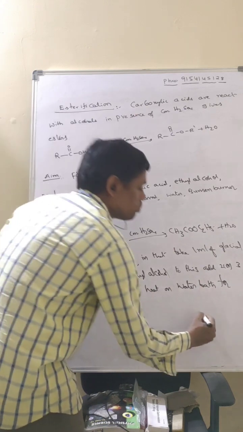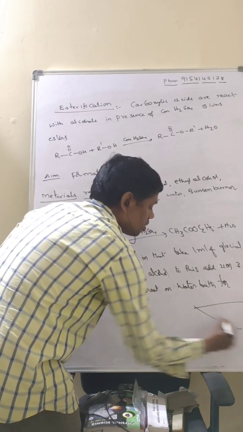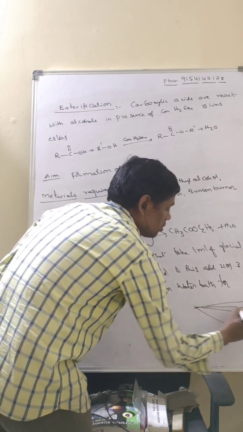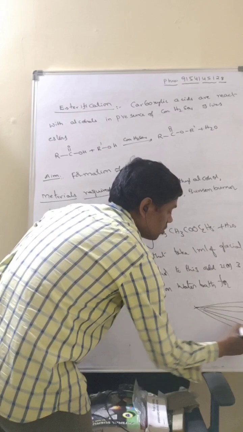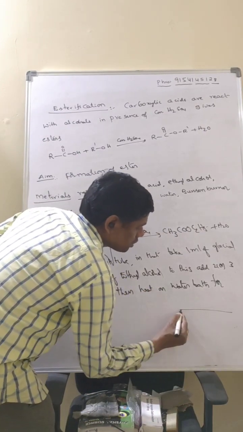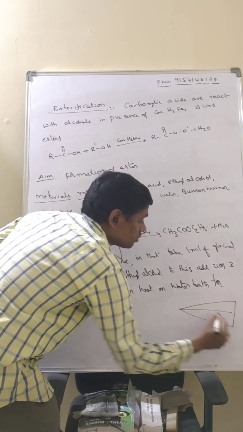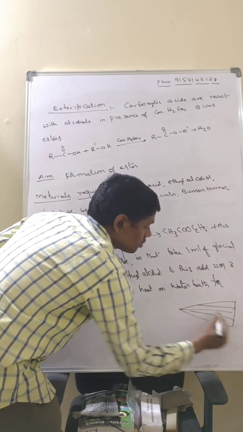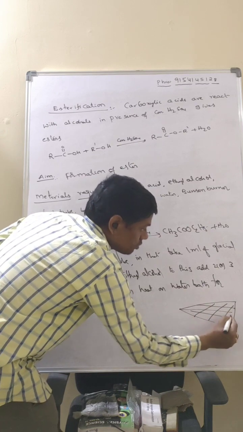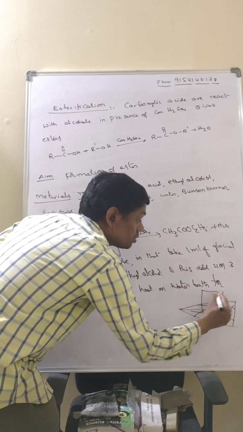The diagram must be important. This is a tripod stand. Place a tripod stand, keep a beaker.